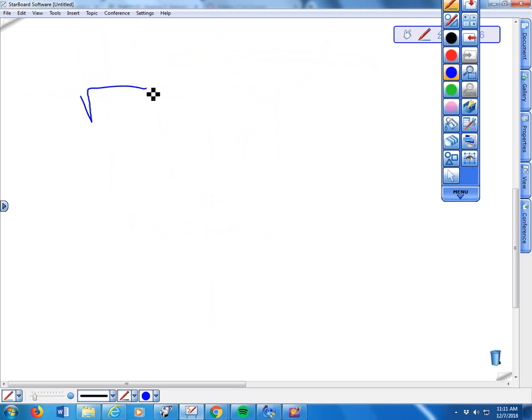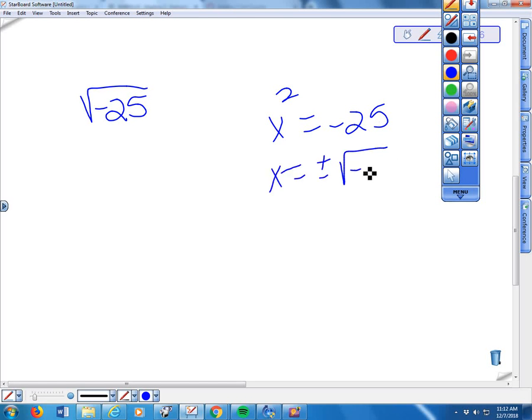if I find that one of my roots ends up being, and this would happen if I had what? This, right? If I want to solve it, I have to find out what the square root of negative 25 is. Well, right now we don't know how to do that, but after this section you will.